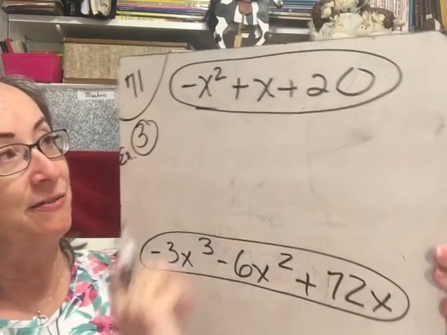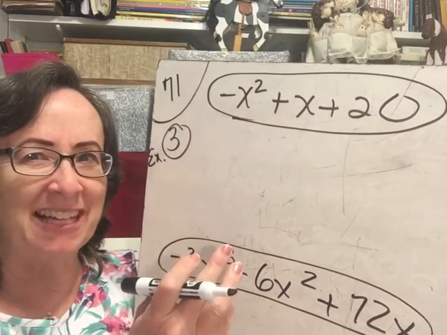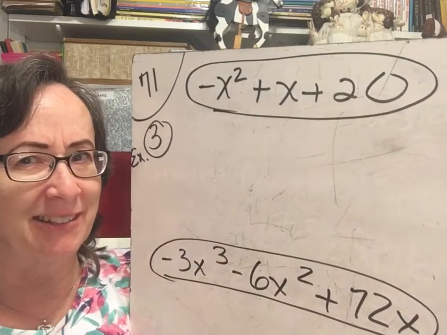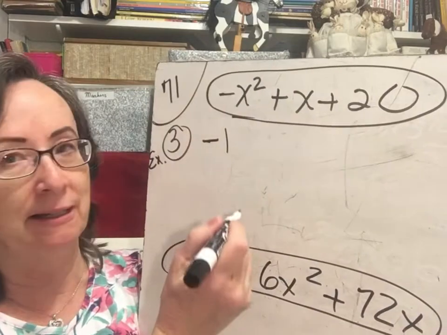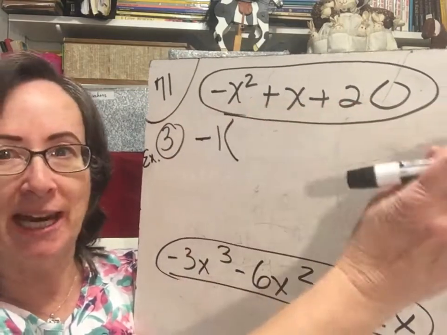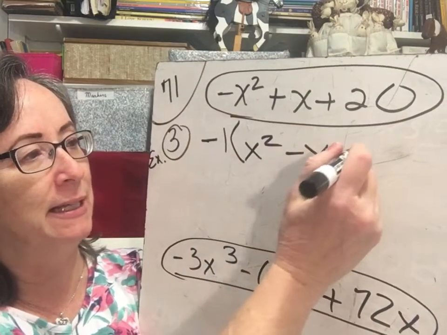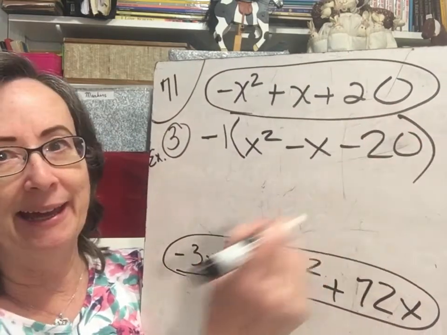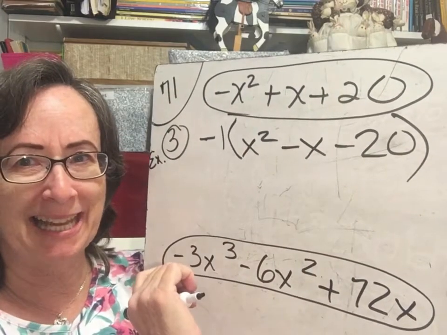All right, so the first one we have up here has a negative x squared. We never want to factor anything with a negative on the front. So what if we pull out a negative 1 and then we just change all the signs? X squared minus x minus 20, and that should look kind of familiar because we just did the same one.